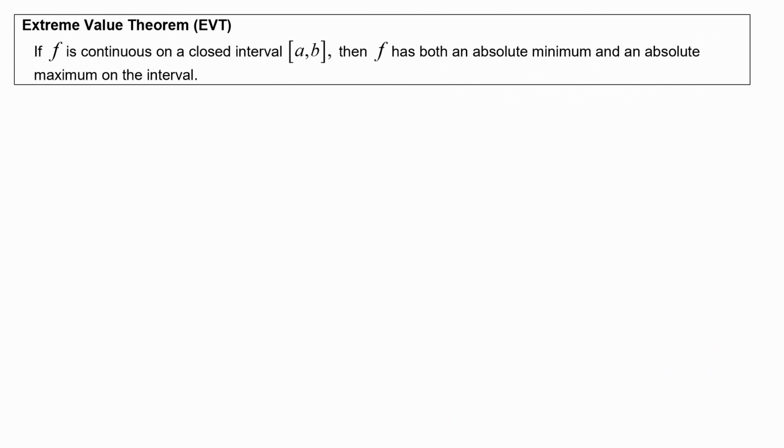Extreme value theorem, which we can abbreviate EVT. If f is continuous on a closed interval, a to b, then f has both an absolute minimum and an absolute maximum on the interval. So if the EVT applies, meaning if f is continuous on the closed interval, then the EVT guarantees that there will be a min and a max.